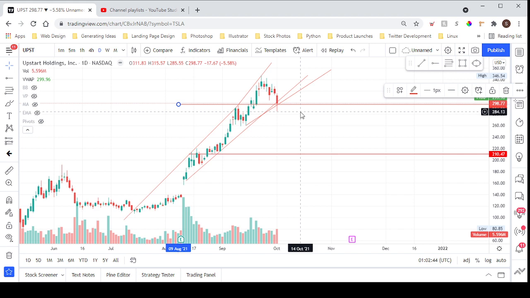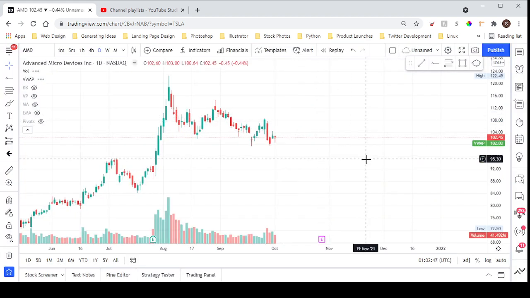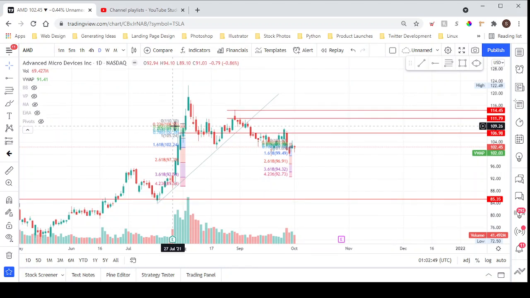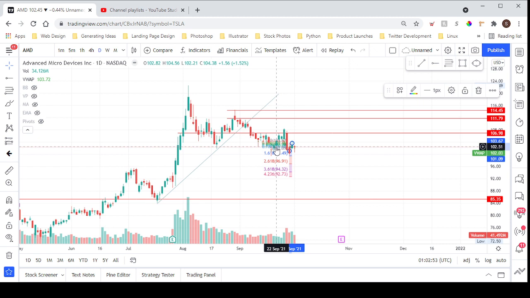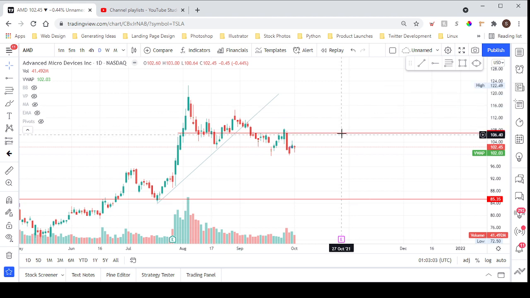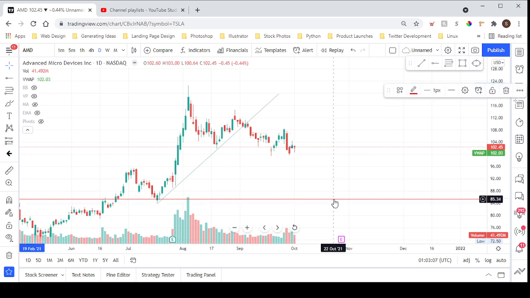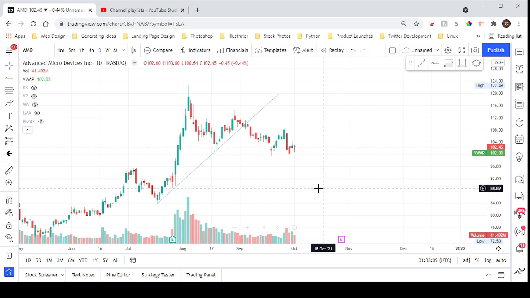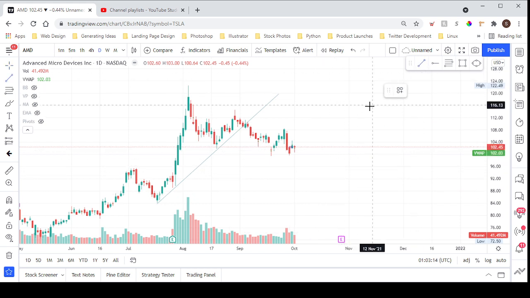Let's look at AMD. So AMD, which had an excellent run for the month of September, but I'm just going to go ahead and delete most of these. And if anyone's wondering, the tool that I use for my charting is TradingView, and a lot of traders use TradingView. So if you haven't looked into it, I highly recommend you use TradingView.